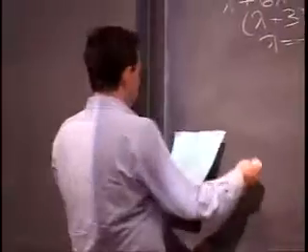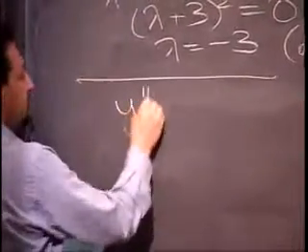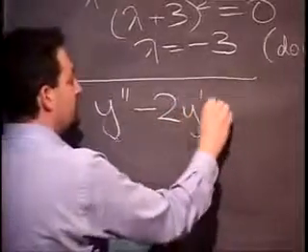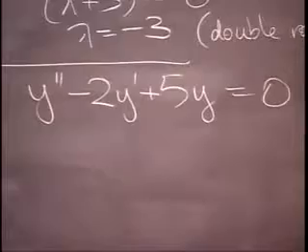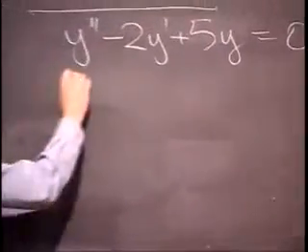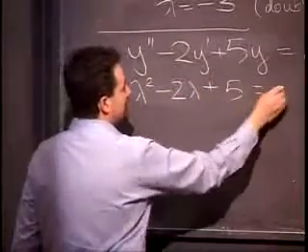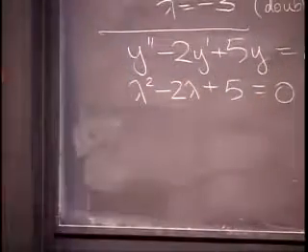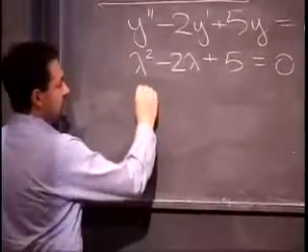How about this one? y double prime minus 2y prime plus 5y equals 0. Again, straightforward, second order constant coefficient. So the characteristic quadratic is lambda squared minus 2 lambda plus 5 equals 0. Doesn't look like I can factor that easily, so let's try the quadratic equation.